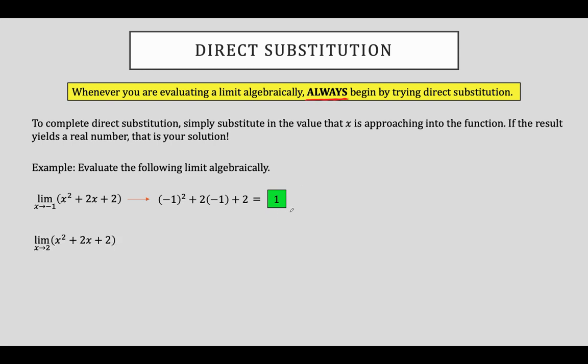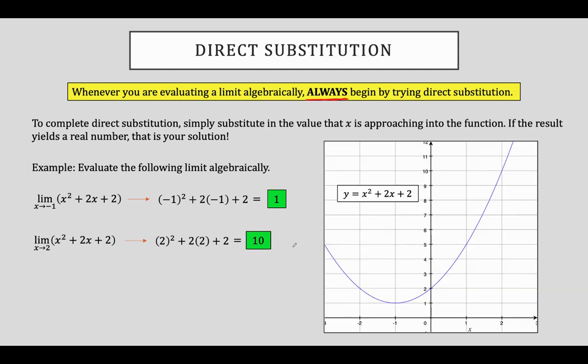The limit as x approaches 2 of x squared plus 2x plus 2. Well, here we're evaluating the limit as x approaches 2. This simply means that we can substitute in 2 for x. 2 squared plus 2 times 2 plus 2. This gives us 10. And because 10 is a real number, that is our solution.